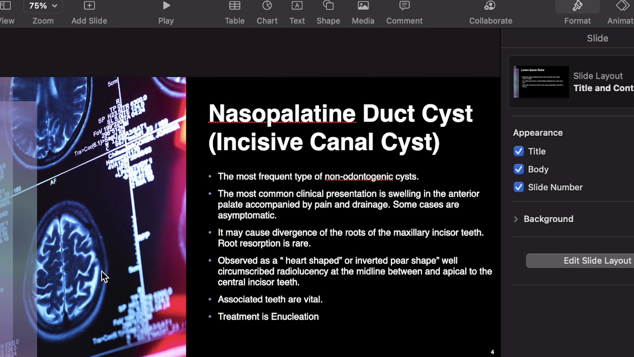The most common clinical presentation is swelling in the anterior palate, which is accompanied by pain and drainage. So it can be symptomatic or asymptomatic, meaning the patient won't feel any pain, and if it is symptomatic, there may be pain and drainage associated. Again, if the cyst grows too much in size, it can cause divergence of the roots of the maxillary incisor teeth. Root resorption is rare, although radiographically it may appear heart-shaped or as an inverted pear shape. The associated teeth are vital though, and treatment is enucleation.